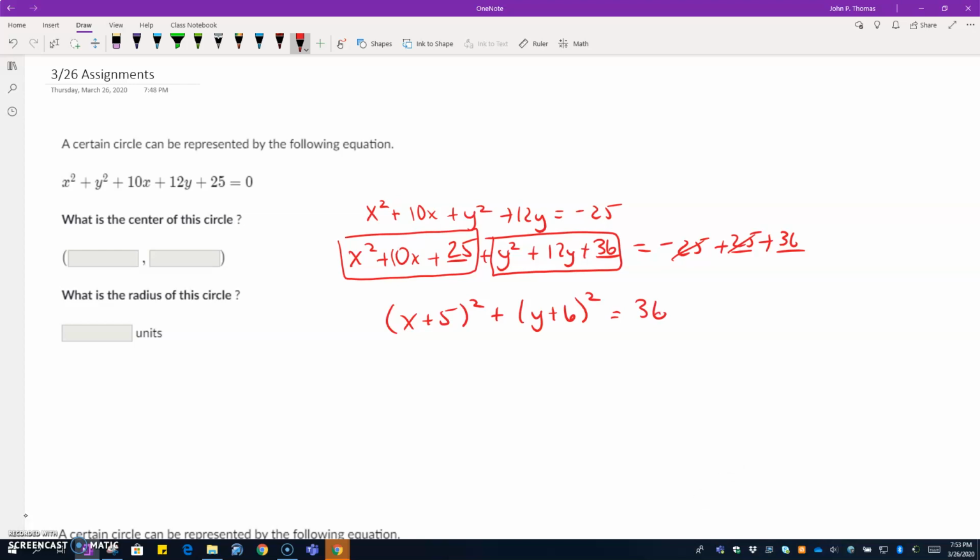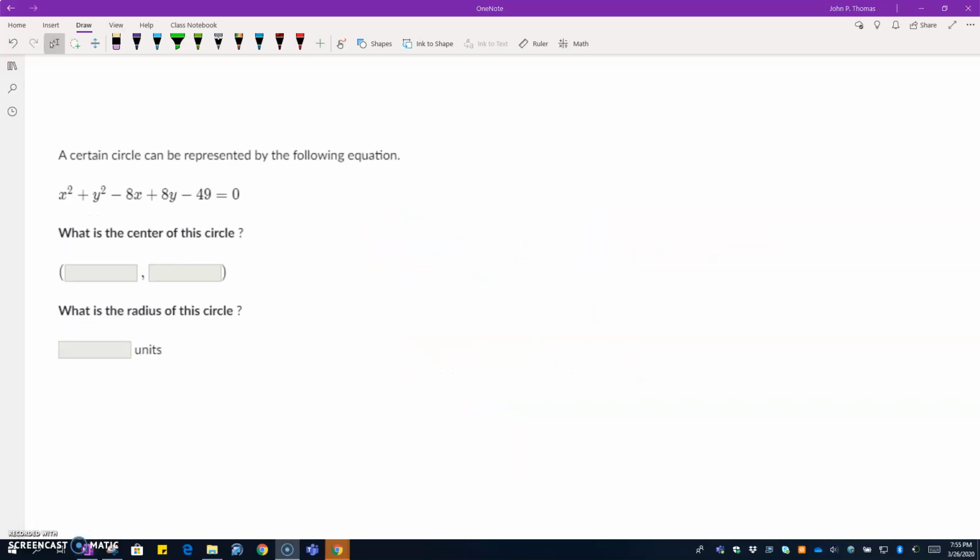So at this point, I know that my HK is going to be negative 5 comma negative 6. R squared is 36, so my R is going to be 6, the square root of that. So we've got negative 5, negative 6 for the point, and 6 for the radius. Hope that helps. All right, so the second most missed question is actually very, very similar in structure.